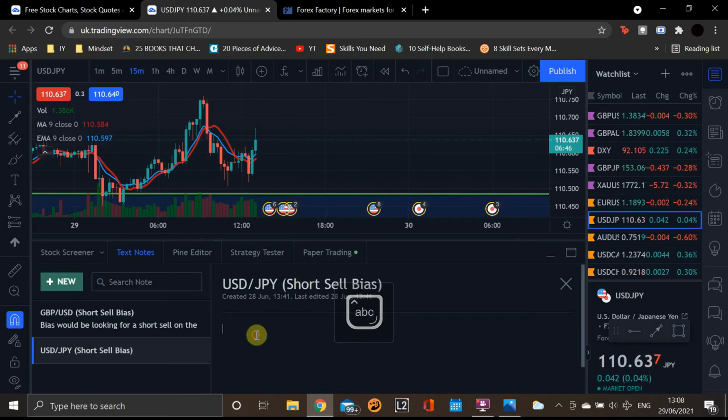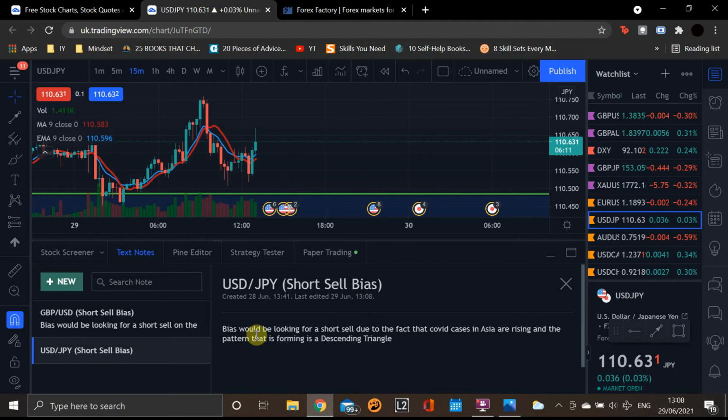Bias would be looking for a short sell due to the fact that COVID cases in Asia are rising and the pattern that is forming is a descending triangle, which is a bearish pattern. But I also have to keep in mind that the US isn't as strong as well.